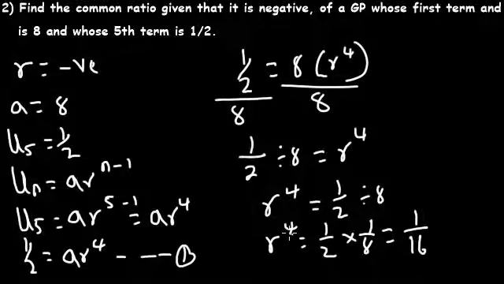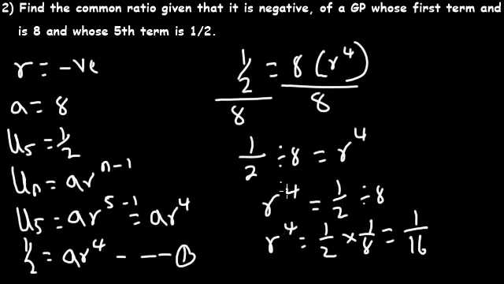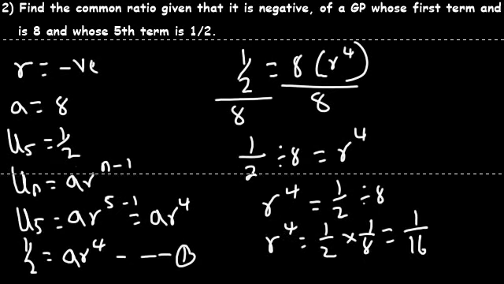So now the goal is to find the value of r. Okay, so how can we isolate r? What do you think?